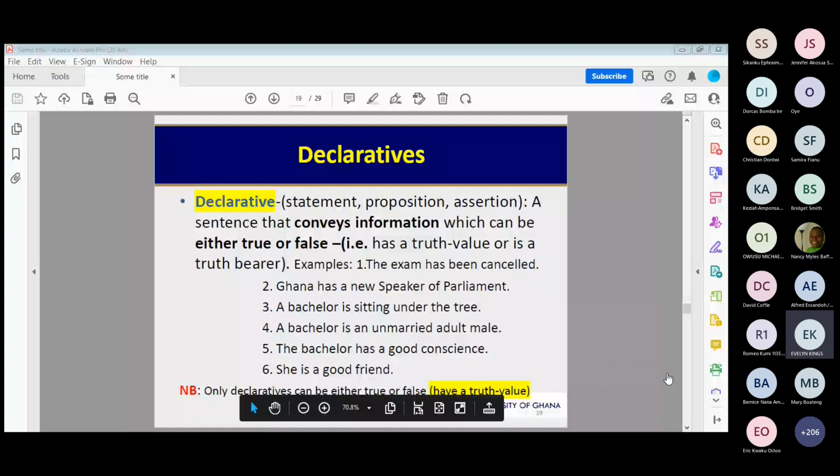My question is, can we have an instance where we'll be having both interrogative and then imperative? Yes, I just gave you an instance.